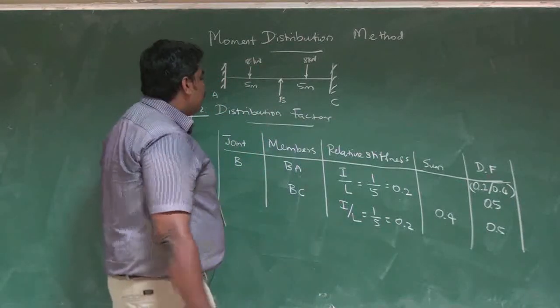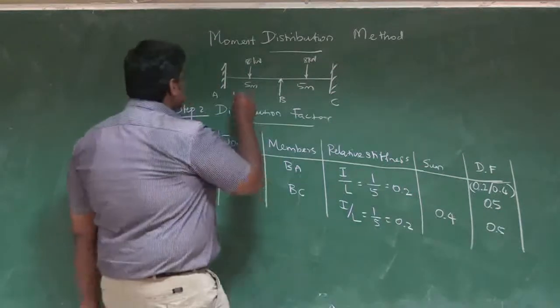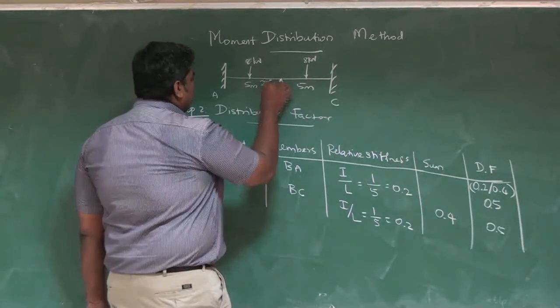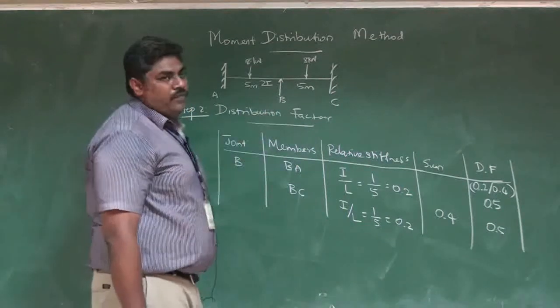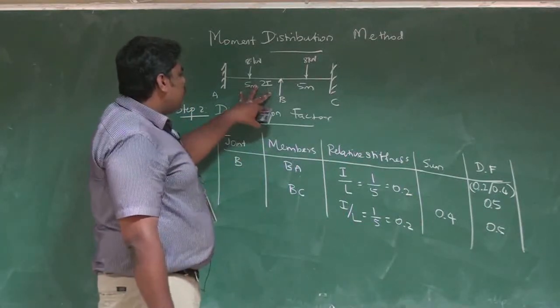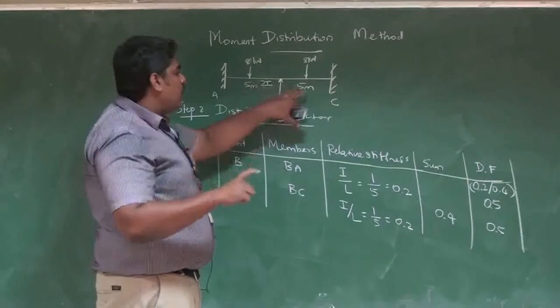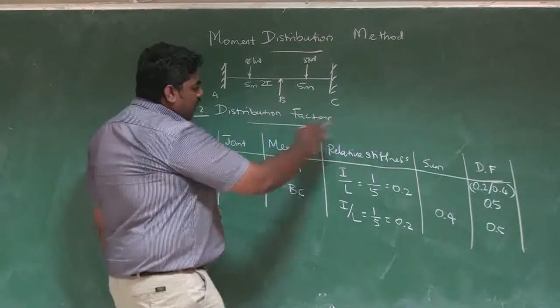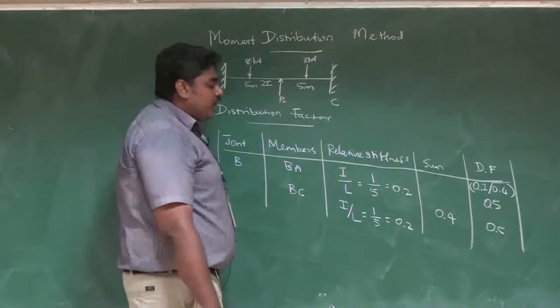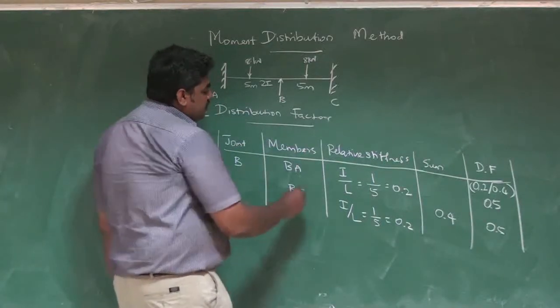Assume there is going to be a small change here. So let me change this problem to make you clear what is meant by relative stiffness. So let me put a value 2i here, right? So the left side member is 2 times the thickness of the right side, right? 2i, right? So here is where you will find a change in the particular problem.